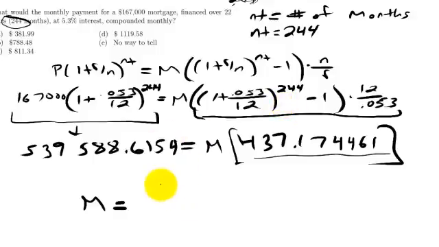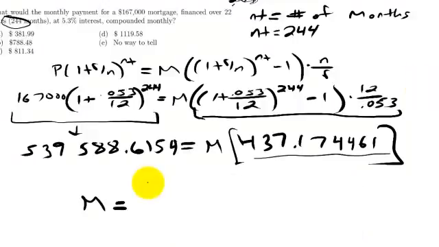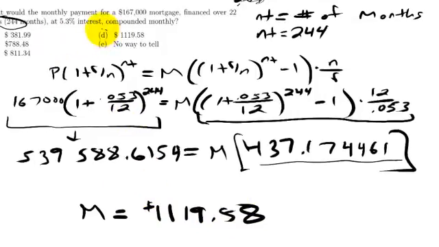And hold on. And when you divide both sides, you will get $1,119.58, and that would be D.